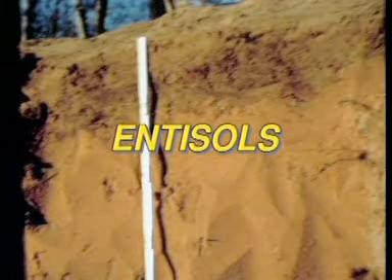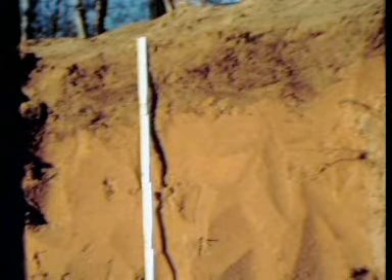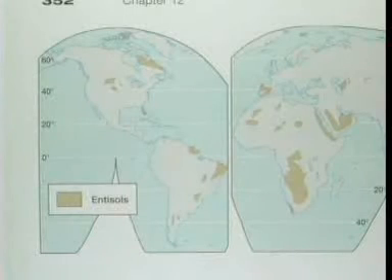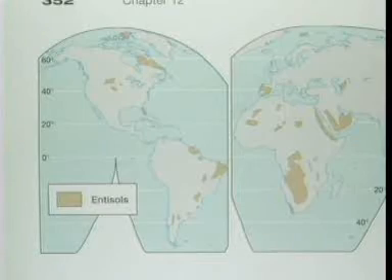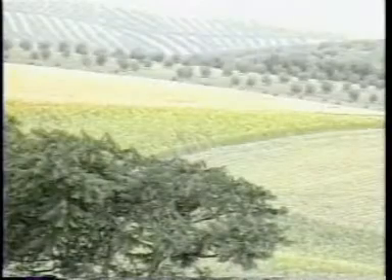Entisols show little development and closely resemble the parent bedrock material. They are found in recently exposed surfaces such as floodplains and sandhills. Entisols can be found in Southeast Africa, where millet and cassava are grown, and on the Iberian Peninsula, where wheat, some types of fruits and vegetables, plus olive trees are cultivated.